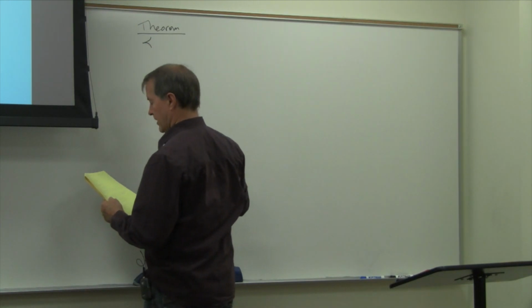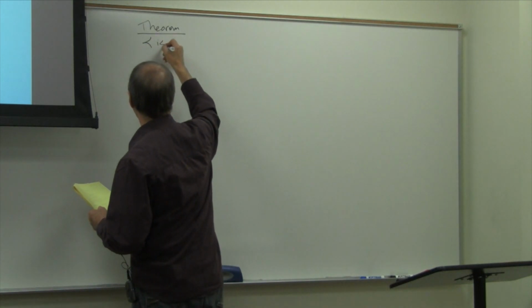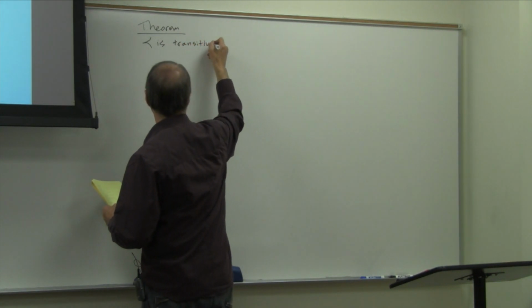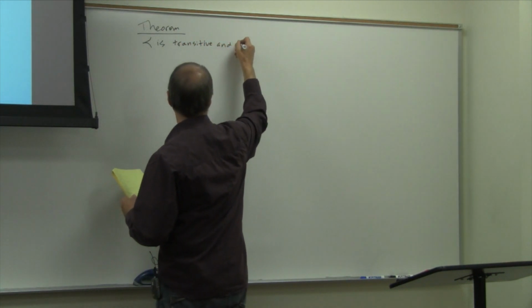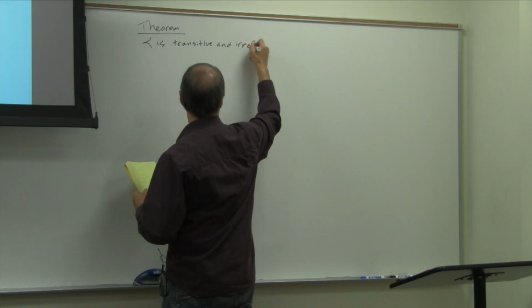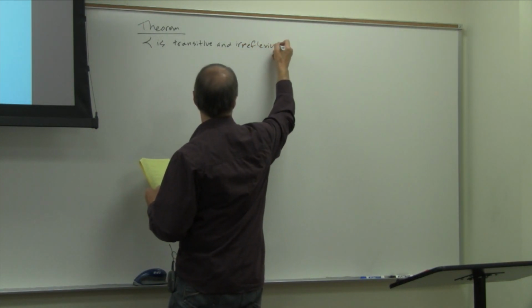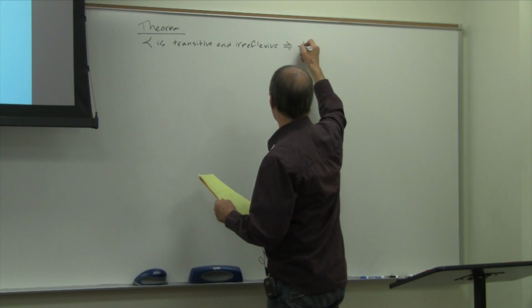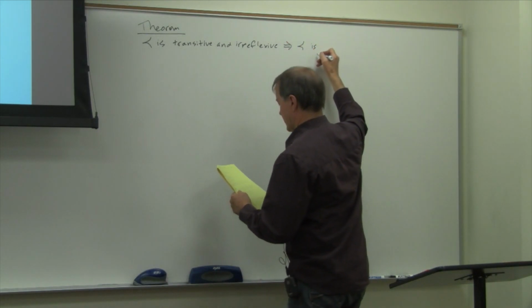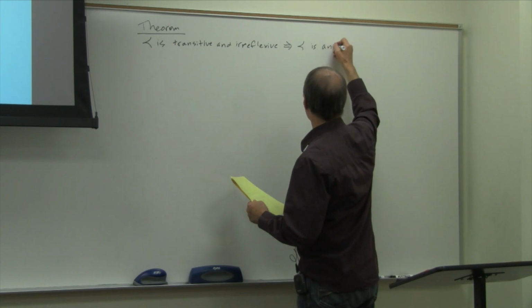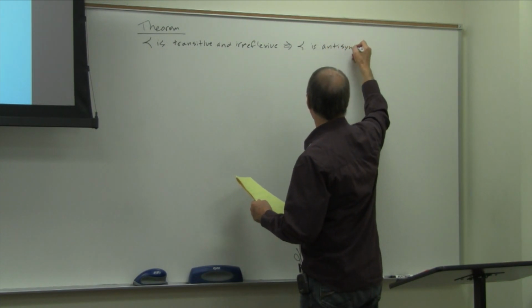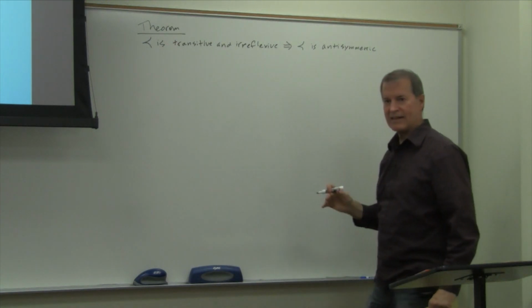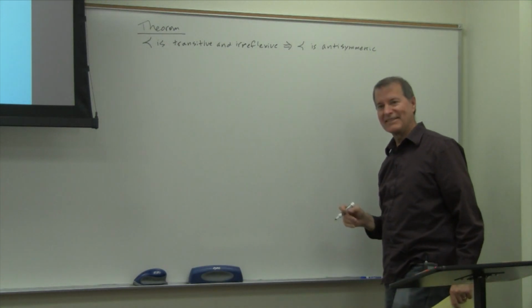Okay, so it is transitive. What theorem is this? It's just a theorem. It is transitive and irreflexive, and irreflexive implies it is anti-symmetric. So that way we will show that it is an IAT.